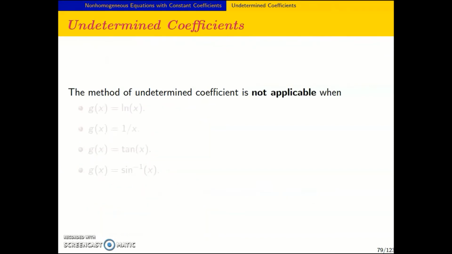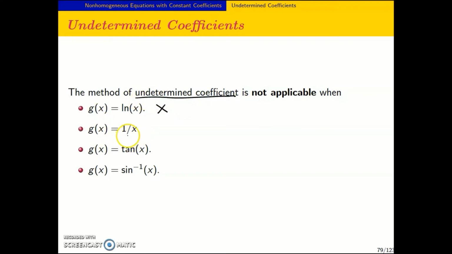There are some functions where the method of undetermined coefficients is not applicable, such as when g(x) is ln x, or g(x) equals 1 over x, or g(x) equals tangent x, or g(x) equals arc sine x. You cannot use undetermined coefficients when you have g(x) in this form. Other than that, you can use it.